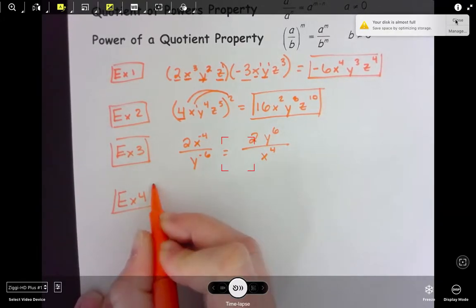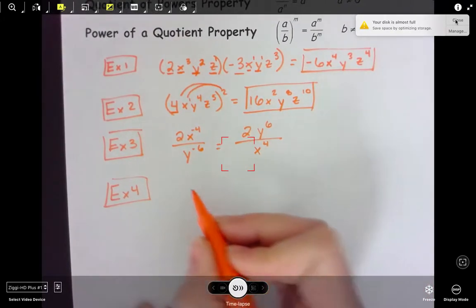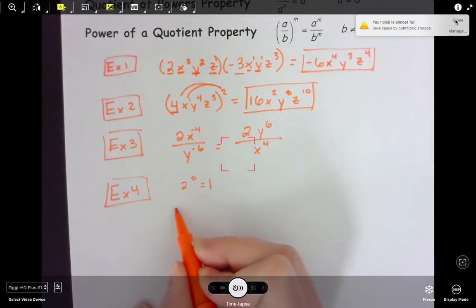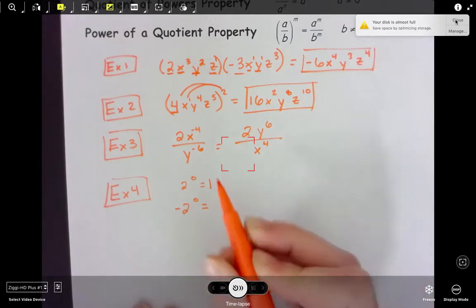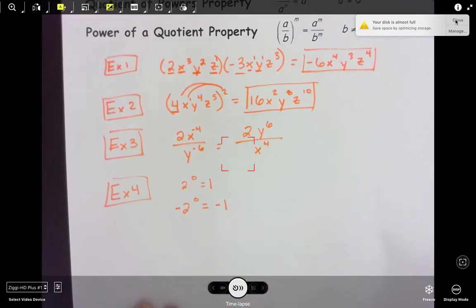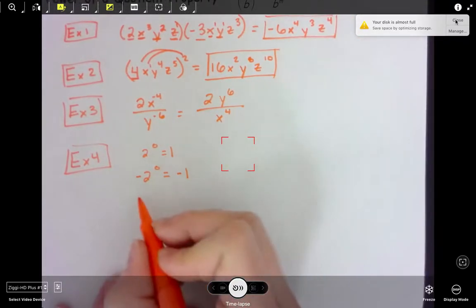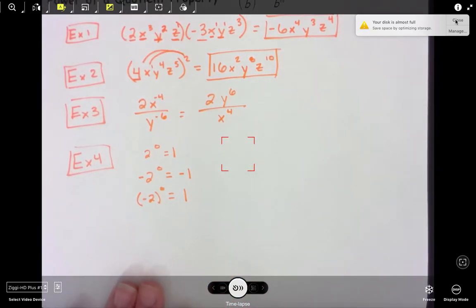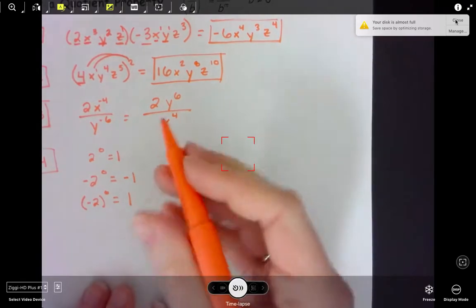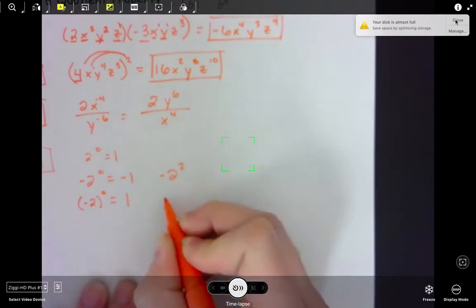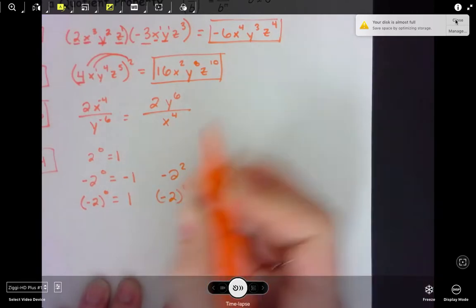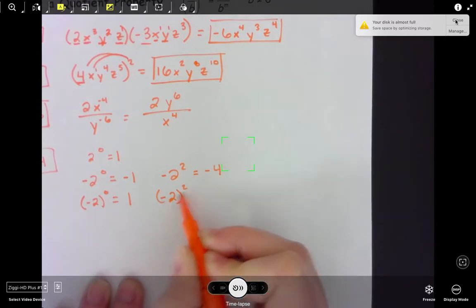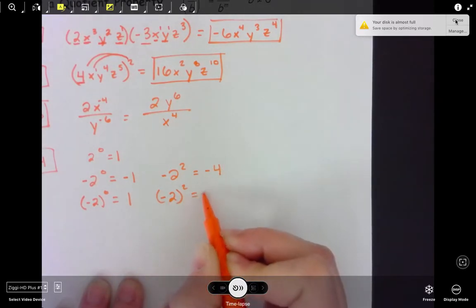So, example 4. Let's do this. I just said that 2 to the 0 power was 1, okay? If I had negative 2 to the 0 power, that instead would be negative 1, okay? But to get a little bit more confusing, if I had negative 2 in parentheses to the 0 power like this, that would be positive 1, okay? And that's kind of similar to when you have negative 2 squared and negative 2 in parentheses squared like this. This one is only squaring the 2 and then applying the negative, so that would be negative 4. This one is squaring the negative and the 2, so that would be positive 4.